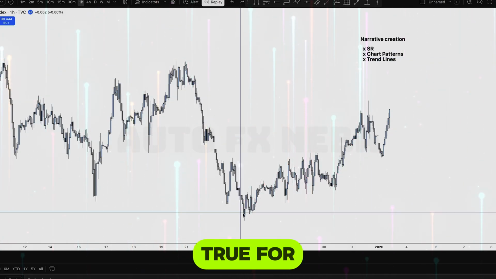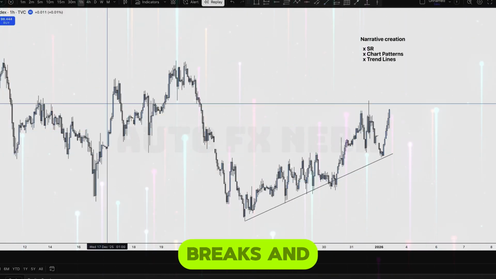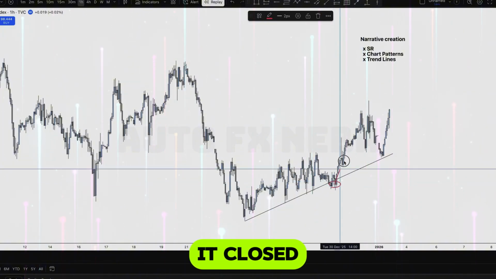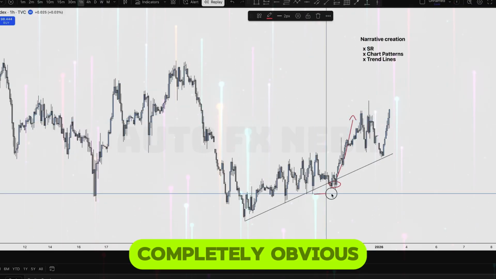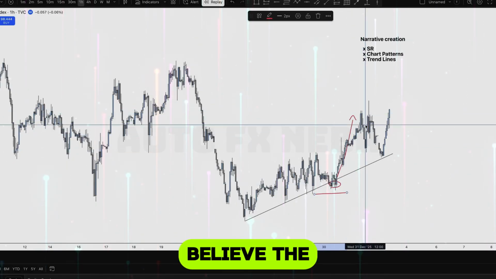The same can be true for when a trend line breaks. A core way of trading these trend lines is if the trend line breaks and closes, you look to sell. But as you can see in this example, it broke, it closed, and then it just bought again. From the market structure view that I use, this is completely obvious because the market continued making highs and lows that lead us to believe the market should keep going up.